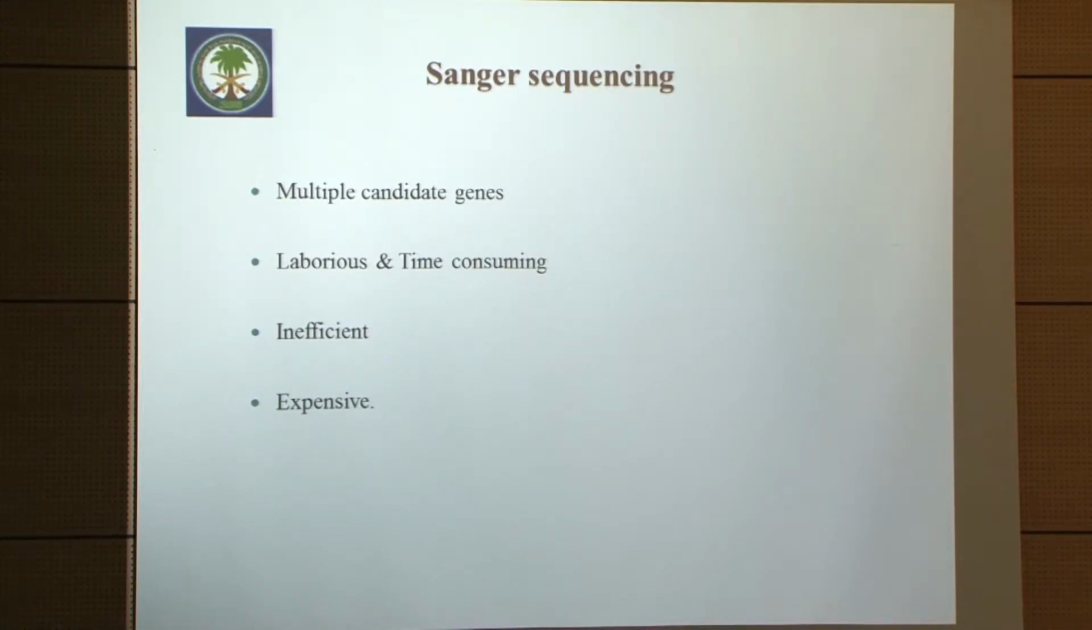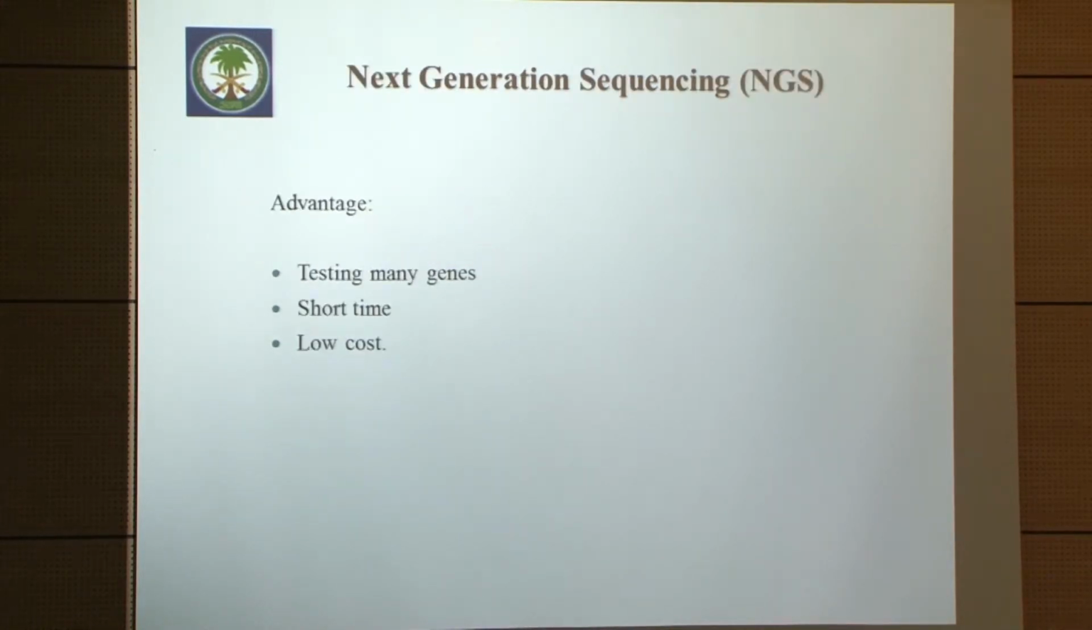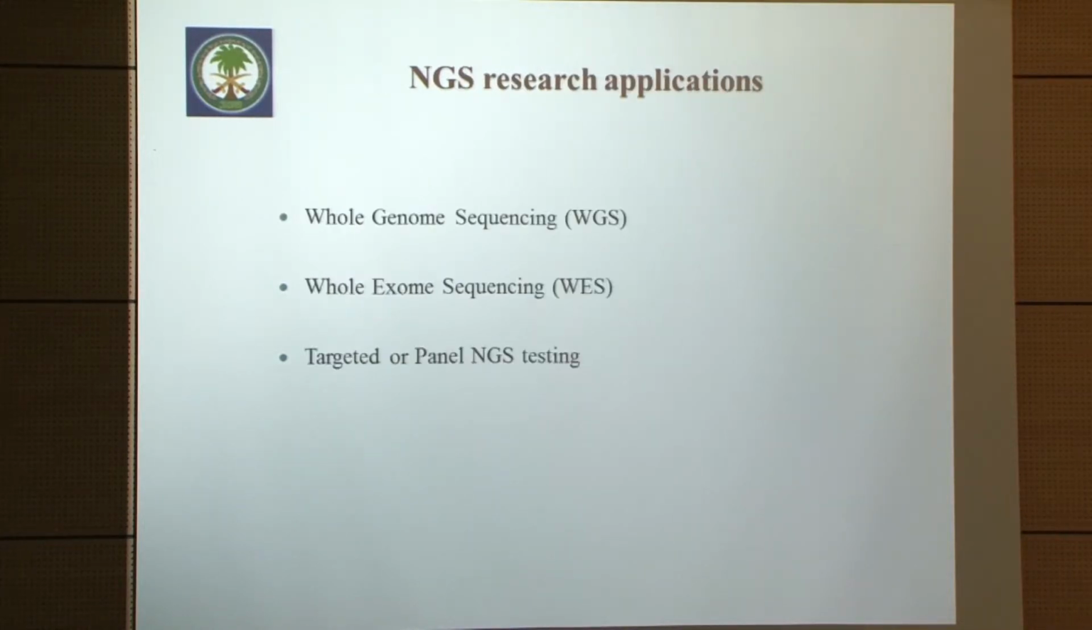So, Sanger sequencing is done for targeted multiple genes. It's laborious and time consuming. Some genes are big and could have 8 or 12 exons, so it's insufficient and it's expensive. But now with next generation sequencing testing, you can test many genes at the same time, in a short time and at less cost. Whole genome sequencing and whole exome sequencing, where you look at the exomes only, and targeted panel next generation sequencing.